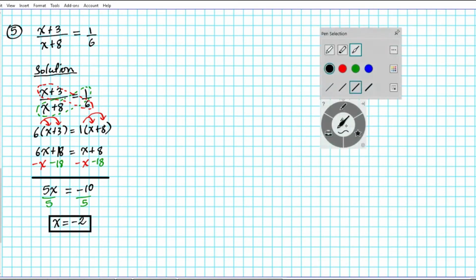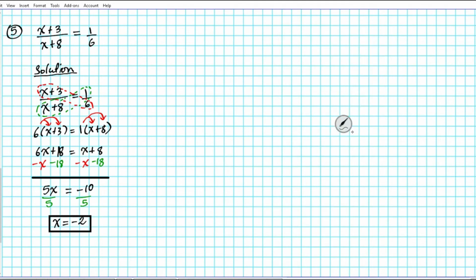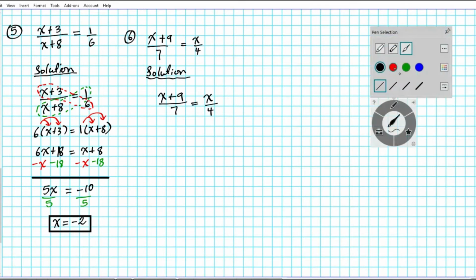Okay, let's take a look at question 6. So for question 6, let's say we have the proportion x plus 9 over 7 equals x over 4. Alright, let's go ahead and try that out. We're going to be using the star method to solve this proportion. x plus 9 over 7 equals x over 4. Alright, so let's go ahead and draw in our nice little star.